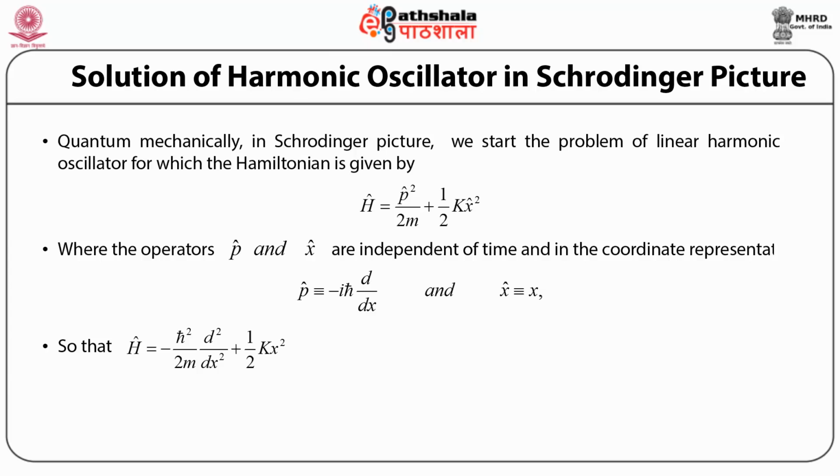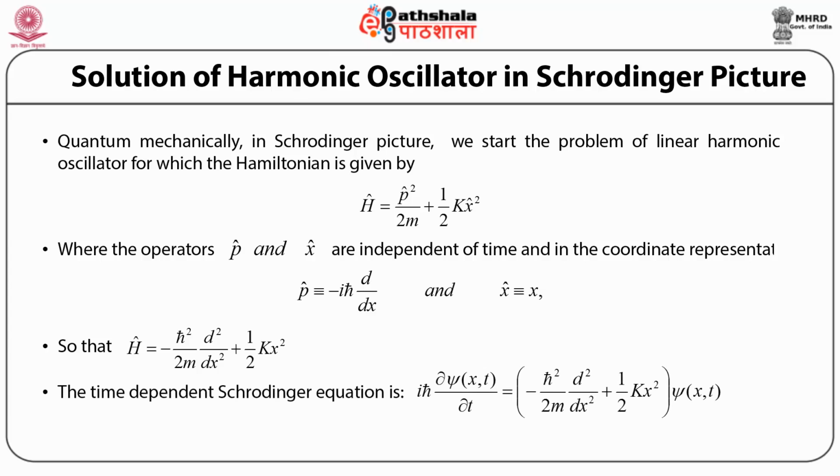so that Hamiltonian operator H can be expressed as minus h cut square by 2m d2 by dx2 plus 1 by 2 kx square. The time dependent Schrodinger equation is given by i times h cut del psi of x,t by del t is equal to within the brackets minus h cut square by 2m d2 by dx square plus 1 by 2 kx square, brackets close, psi of x,t.